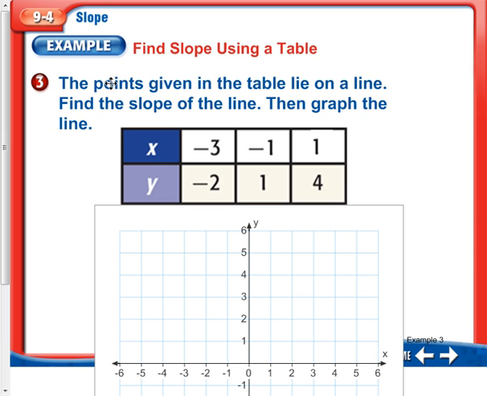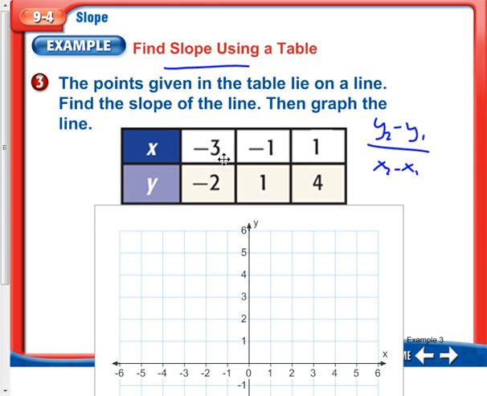Alright, now finding the slope using a table or given points. The points given in the table lie on a line. Find the slope of the line, then graph the line. So you could either find the slope using the points, or we could first graph it and then find the points. So we've done this before. Remember, using y2 minus y1 over x2 minus x1. That's the slope formula given points.